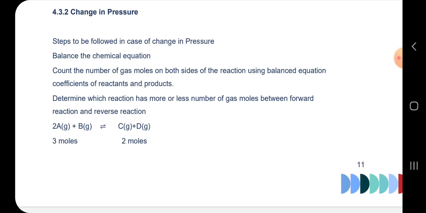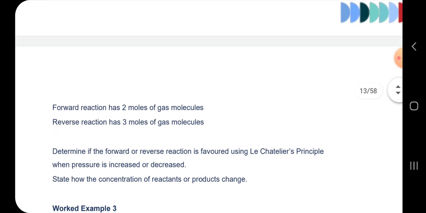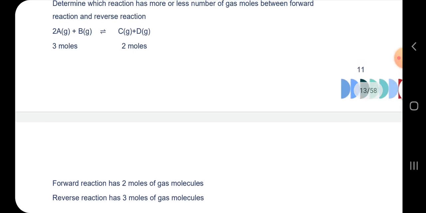So here in the forward reaction, we have 2 A's and 1 B, which is 3 moles. And then in the right hand side, or the left hand side, we have 2A and 1B. And then we look at the coefficients, and in the right hand side we have C is 1 and D is 1. So we have 2 moles and 3 moles. So the forward reaction has 2 moles. The forward reaction is the outcome. So the outcome of the 2A and 1B is 1C and 1D. So that is the outcome, the forward reaction. That's how you look at it. And then the reverse reaction is the one that we started with. We have 3 moles of gases.